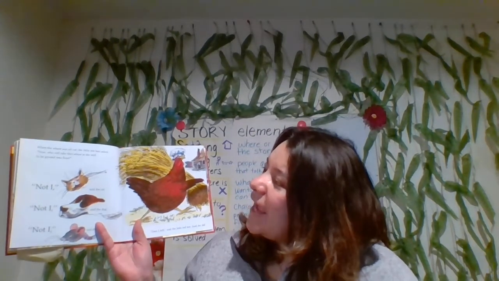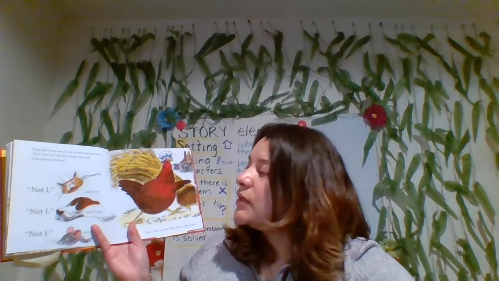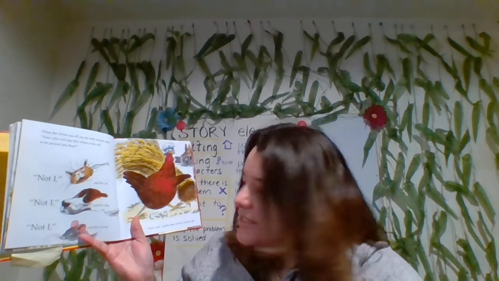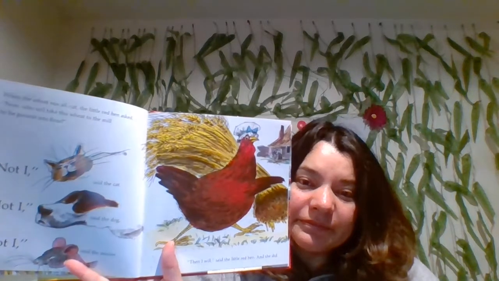When the wheat was all cut, the little red hen asked, "Now who will take this wheat to the mill to be ground into flour?" "Not I," said the cat. "Not I," said the dog. "Not I," said the mouse. "Then I will," said the little red hen, and she did.